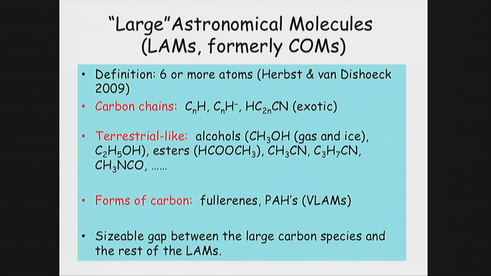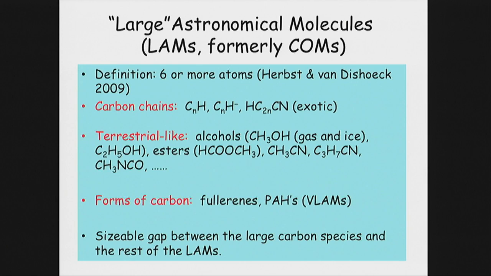Anyway, so there are three classes of these molecules. First are the so-called carbon chains. These are molecules that are organic in nature, but they're very unusual by terrestrial standards. So they tend to be very linear. They tend to have these radicals and ions, negative and positively charged. And they tend to have very small amounts of hydrogen, which is very strange considering that hydrogen is the most abundant element by a long shot.